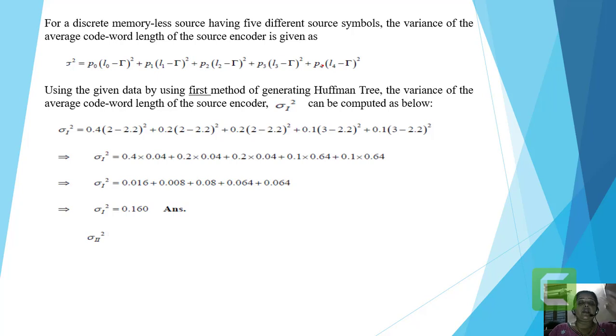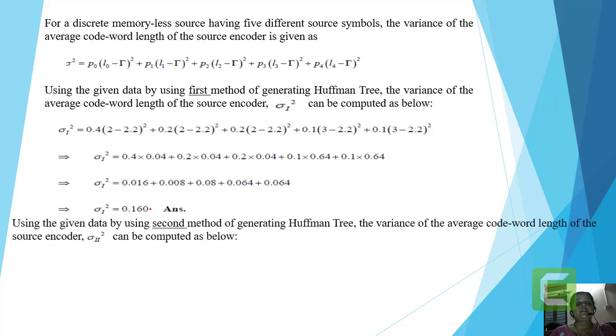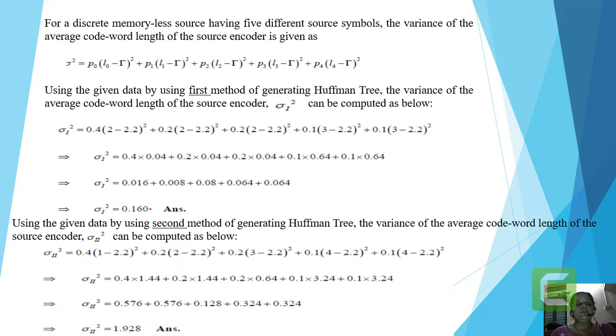Now let's try the variance calculation for the first method. In the first method, the average code word length is 2.2, but we have to substitute the lengths and probabilities for each case, and we will find that in the first case the variance comes out as 0.160, while in the second case the variance comes out as 1.928.